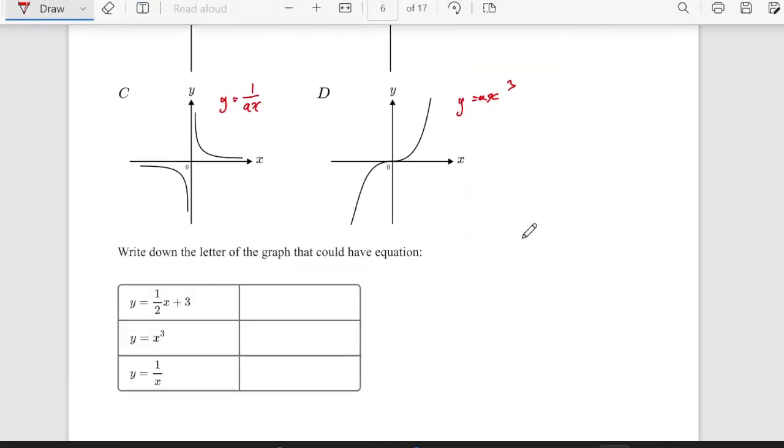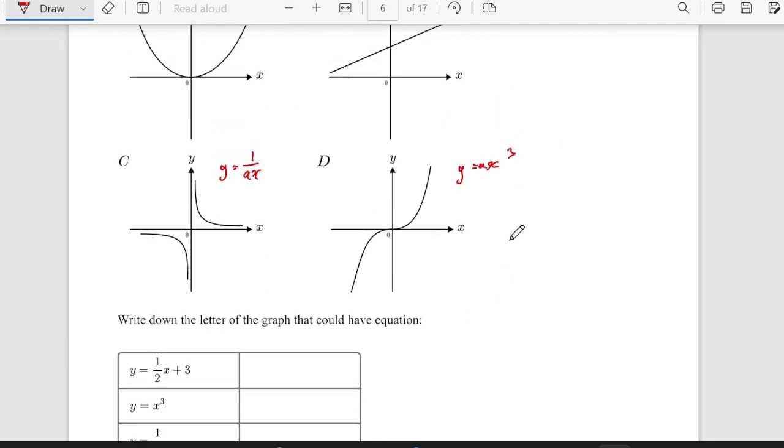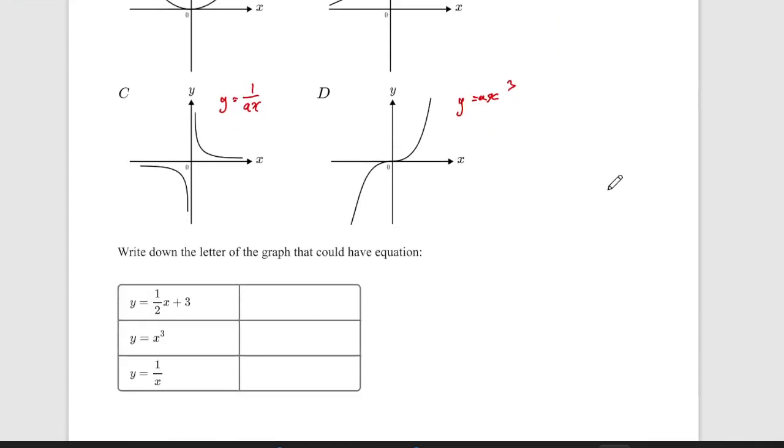Write down the letter that could represent the equation half x plus 3. That's going to be a linear graph, so that's going to be graph B. x cubed is going to be graph D, and then 1 over x has got to be graph C.